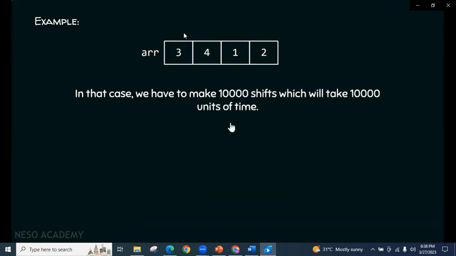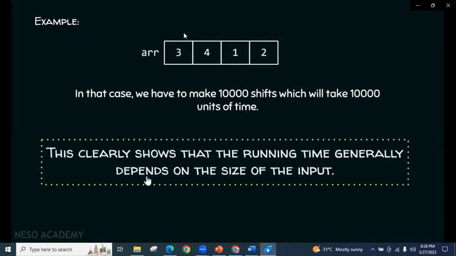So it is clear from this fact that running time generally depends on the size of the input. Here in this case, it depends on the size of the array. Size of the input or size of the array, one and the same thing. So if the size of the array is 3, it takes 3 units of time. If the size of the array is 10,000, it will take 10,000 units of time.